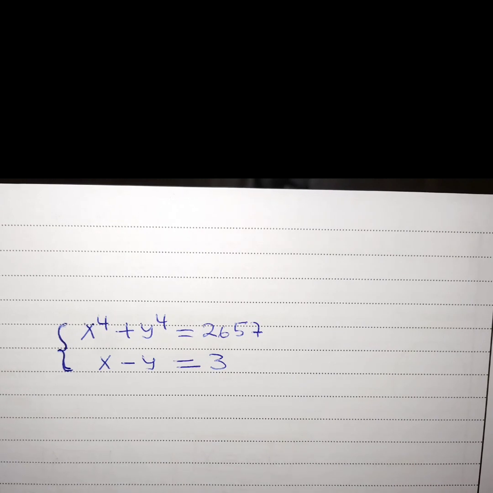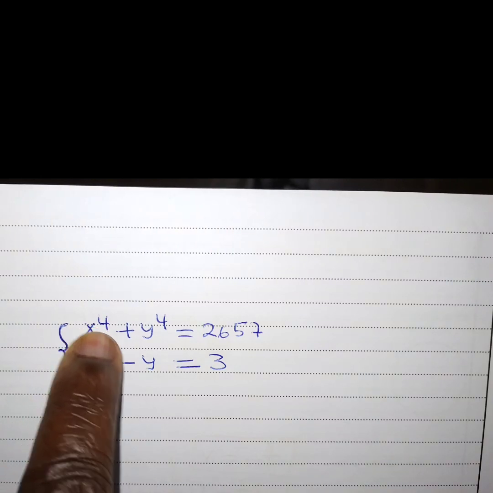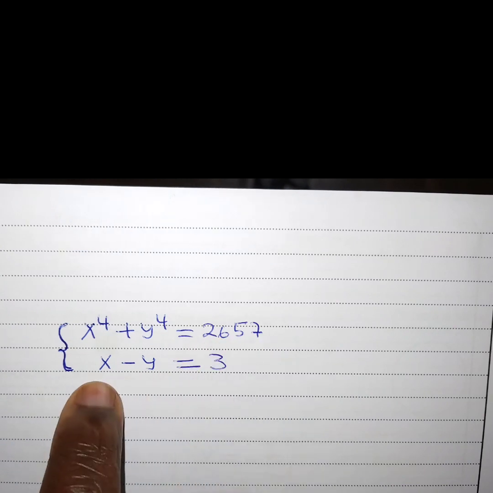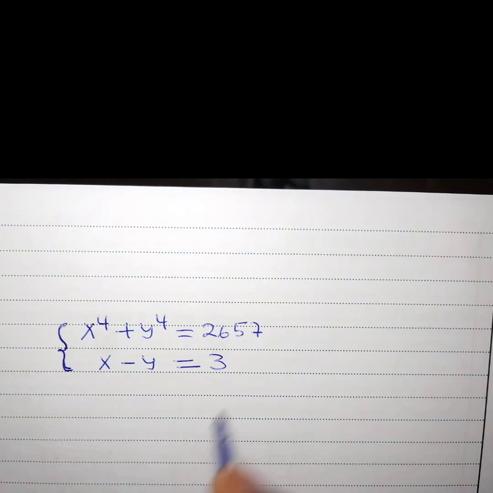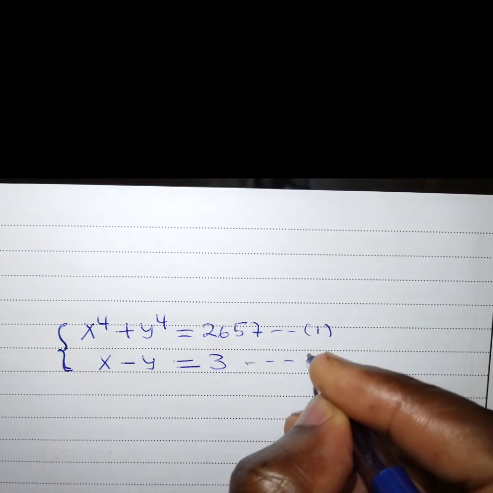Today we are going to solve the system of equations simultaneously. The equations are x raised to the power 4 plus y raised to the power 4 equals 2657 and x minus y equals 3. I'm going to call this equation 1 and this equation 2.